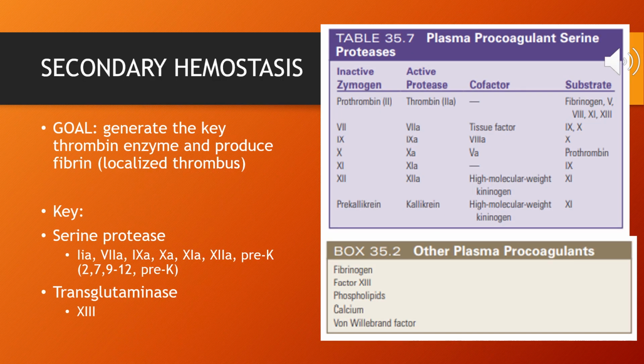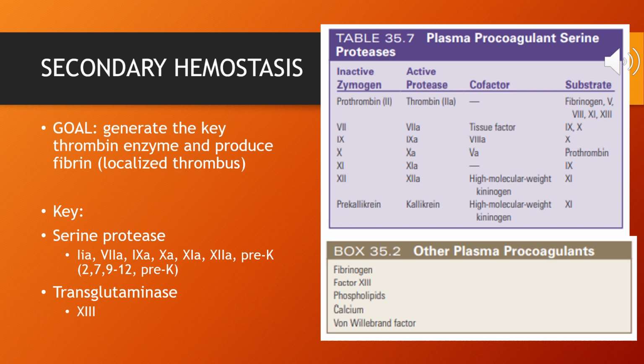So the main goal of secondary hemostasis is to generate the key thrombin enzyme and produce a localized thrombus called fibrin. So the plasma procoagulants may either be serine proteases or cofactors. This is except for factor 13, which is a transglutaminase. So, serine proteases, these are proteolytic enzymes of the trypsin family, and this includes the procoagulants thrombin, the factor 2, factors 7, 9, 10, 11, 12, and pre-K.